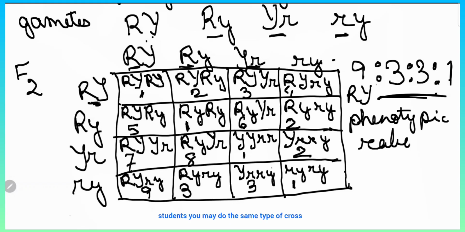Students, you may do the same type of cross using other characters as well. For example, color of the flower, height of the plant. The only thing you have to remember is that you will use the capital letter for the dominant trait, and the small letter for the recessive trait. However, for the dihybrid cross, you will always get the same phenotypic ratio.